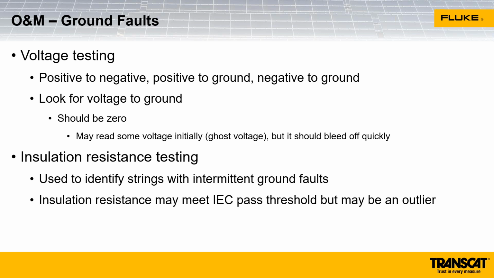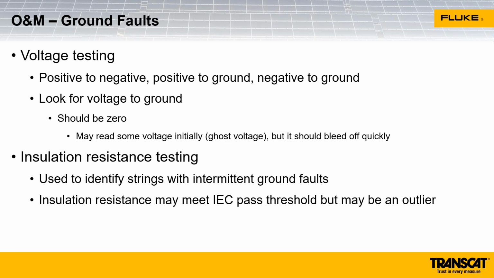Another one is maybe the wire gets pinched by a tracking array, and it only gets pinched at certain times of the day. Insulation resistance testing is a way to identify a lot of those intermittent ground faults. When you're doing insulation resistance testing on PV strings, the IEC standard, I believe, is 1 megohm for most voltage strings. You may find that you have a string that passes the testing standard threshold, but it has less resistance to ground than other strings, so you have an outlier, and that may need additional investigation.